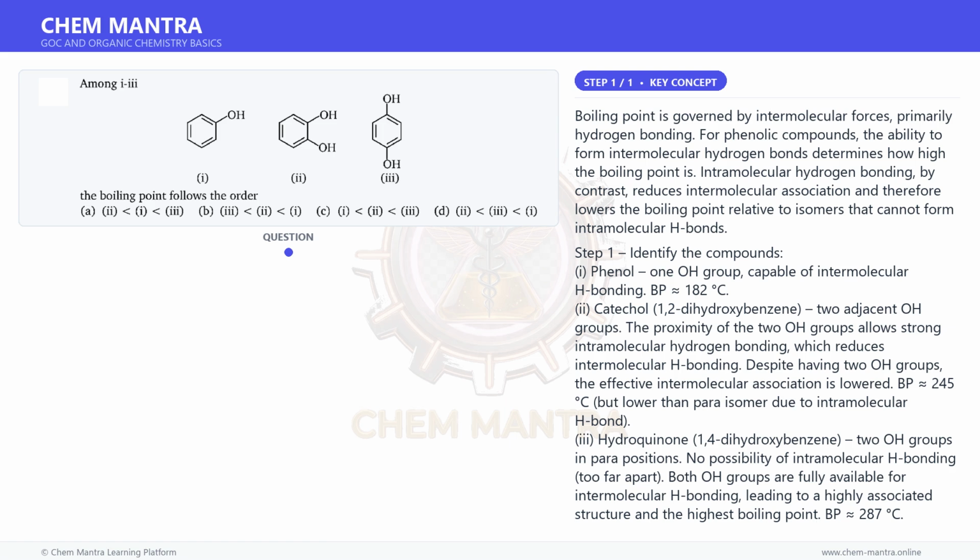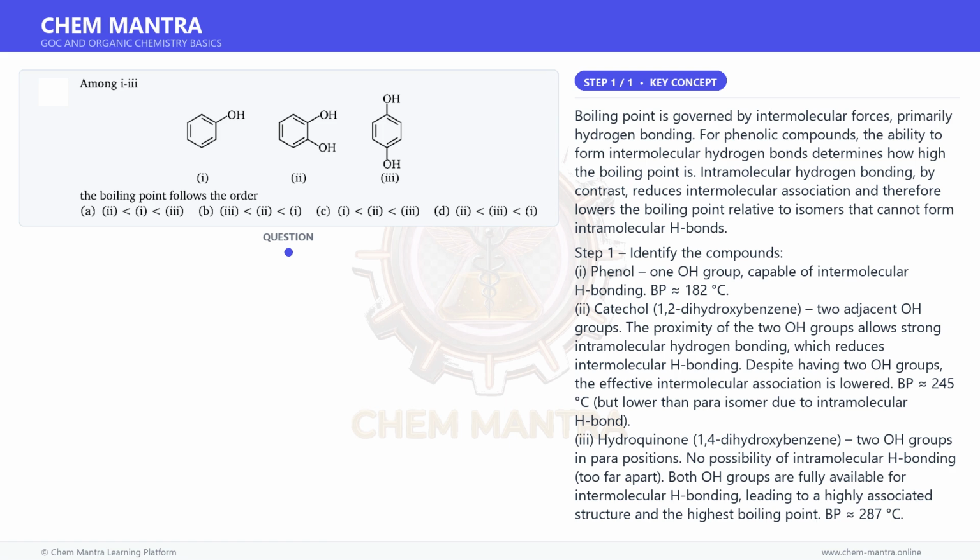3. Hydroquinone, 1,4-dihydroxybenzene, 2 OH groups in para positions. No possibility of intramolecular H bonding, too far apart. Both OH groups are fully available for intermolecular H bonding, leading to a highly associated structure and the highest boiling point. BP 287 degrees Celsius.